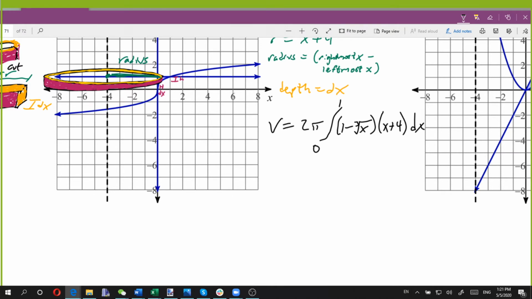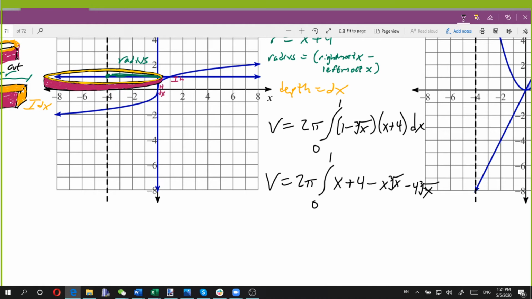Oh wait, do I have someone added? No. Okay, so Jenna next. What happens when we distribute? x plus 4 minus cube root of x times x, minus 4, times cube root of x.